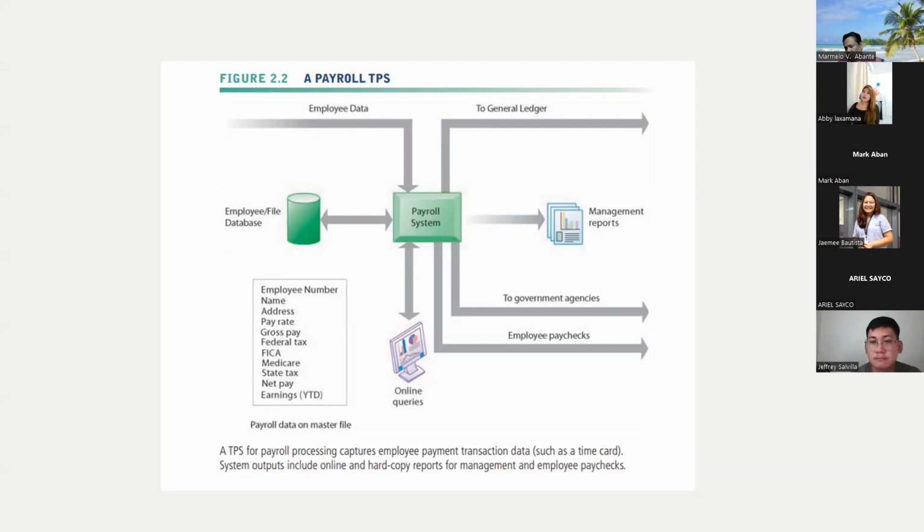So managers need TPS to monitor the status of internal operations and the firm's relations with the external environment. TPS are also major producers of information for the other systems and business functions. So for example, the payroll system illustrated in figure 2.2, along with other accounting TPS, supplies data to the company's general ledger system, which is responsible for maintaining records of the firm's income and expenses and for producing reports such as income statements and balance sheets. It also supplies employee payment history data for insurance, pension, and other benefits calculation to the firm's human resource function, and employee payment data to government agencies such as the Bureau of Internal Revenue and the Social Security Administration.